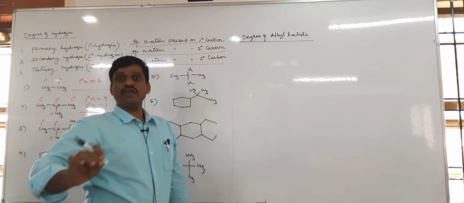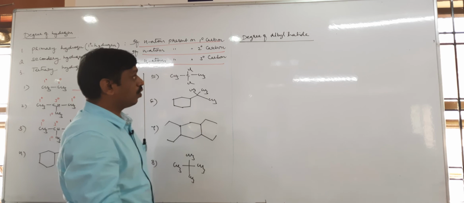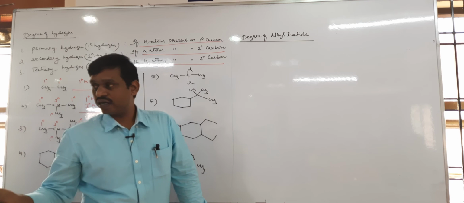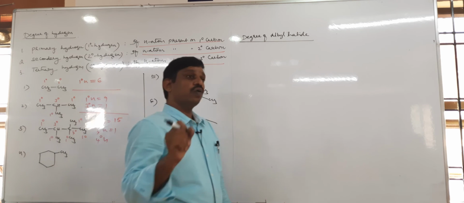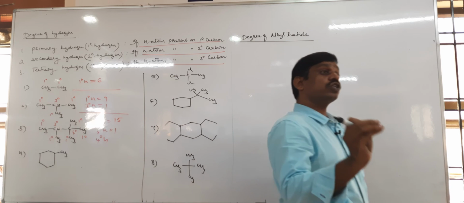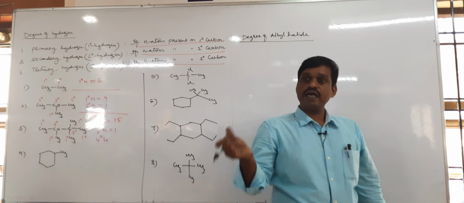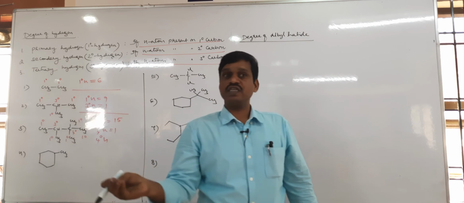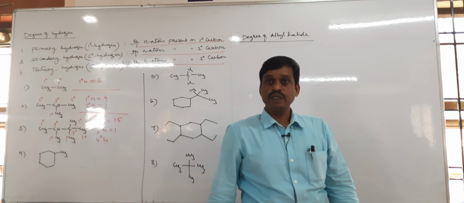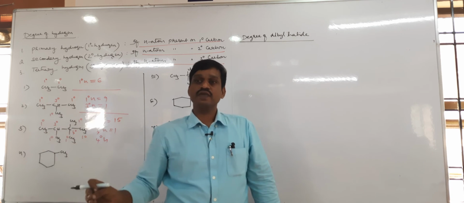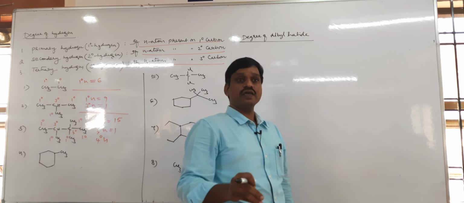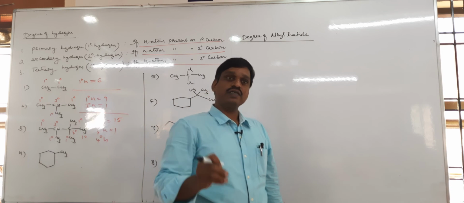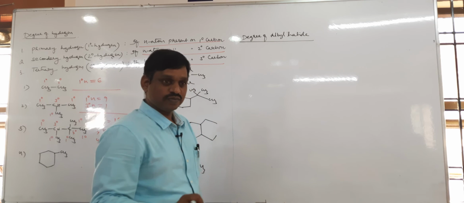Based on the attachment of halogen to the carbon, haloalkanes or alkyl halides are classified into 3 types: primary alkyl halide, secondary alkyl halide, tertiary alkyl halide. Tell me, what are primary alkyl halides? If halogen is present on a primary carbon, primary alkyl halide. If on a secondary carbon, secondary alkyl halide. If on a tertiary carbon, tertiary alkyl halide. So what about quaternary alkyl halide? Quaternary carbon is there, but on a quaternary carbon no atom can attach because it already has 4 bonds.